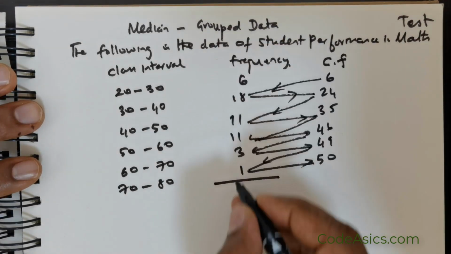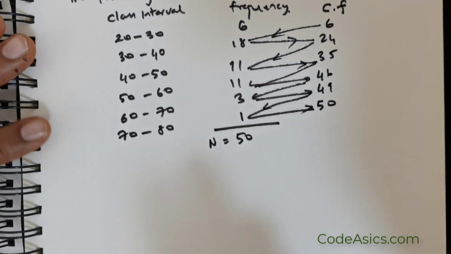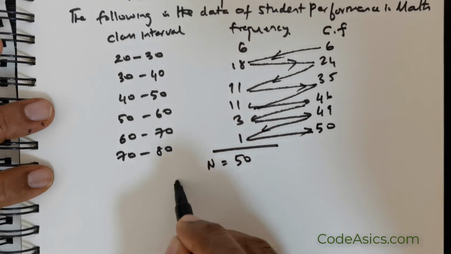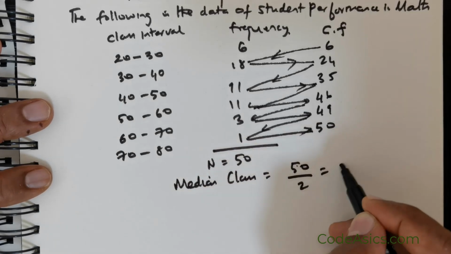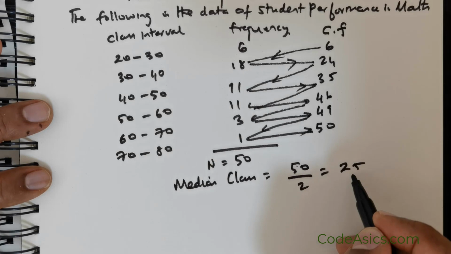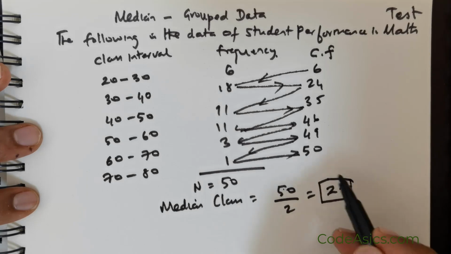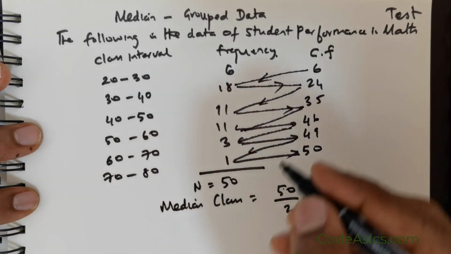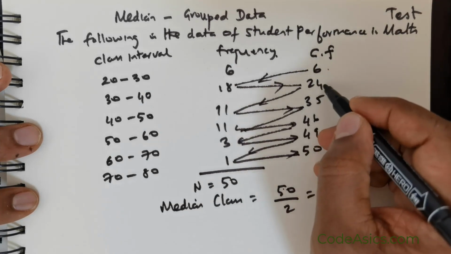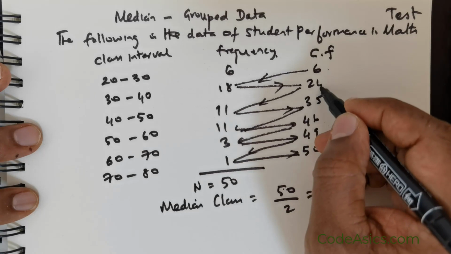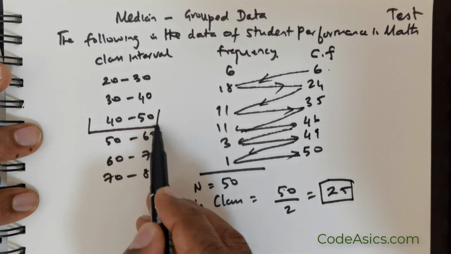Now next what you need to do, you need to add up all these frequencies. So that will give you 50. Now first and foremost, you need to find the median class. So for that, you divide 50 by 2, you get 25. Now go up to the cumulative frequency and look where exactly you can locate this value 25. Now this is 6, this is 24. Now 25 is located over here, because 24 ends here and 25 will begin over here. So this is our median class.